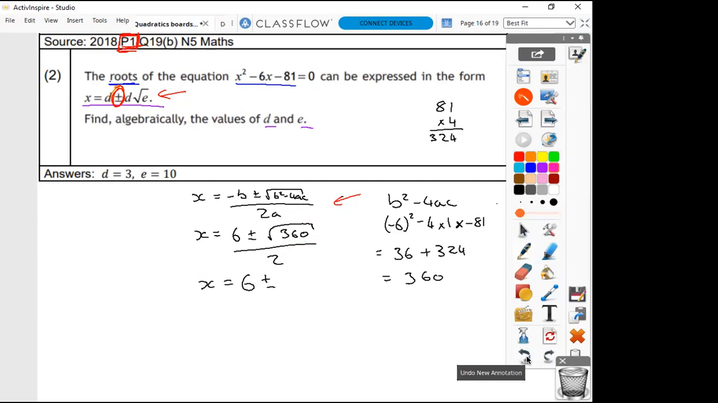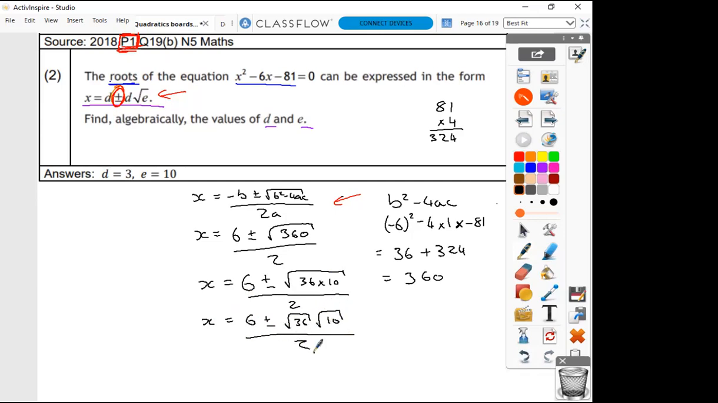Simplify that root 360. So it's going back to stuff we did a couple of months ago when we can break up surds, the stuff we did in surds. Now, that 360 we can break down into root 36 multiplied by 10, and put that all over 2. We can simplify that even further by saying 6 plus or minus root 36 root 10, all over 2.